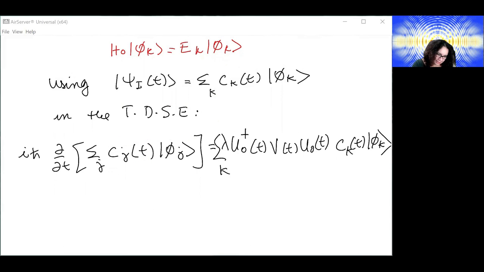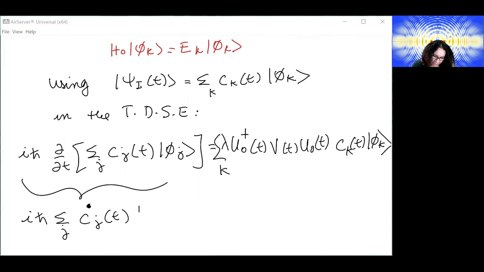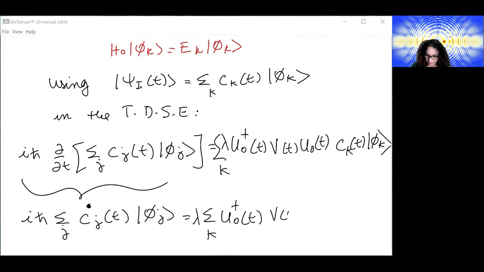So I can write this as i h-bar sum over j, and I'm going to make c_j dot, which is the time derivative of c_j, phi_j. It's equal to the sum over k. I'm putting this lambda here because it doesn't matter. U dagger(t) V(t) U(t) here, not U naught, please note this is a difference, c_k(t) phi_k.